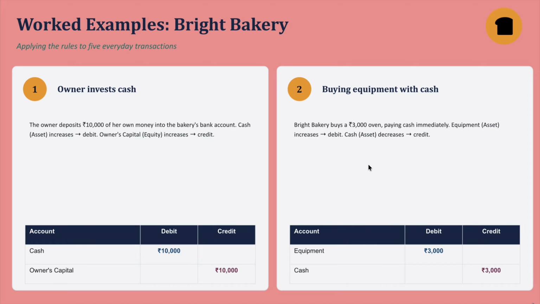Then buying equipment with cash. So equipment is an asset. So for asset, there is an increase, so equipment will be debited. They are buying it with cash, so there is a decrease in asset. So cash will be credited. So debit what comes in, credit what goes out.